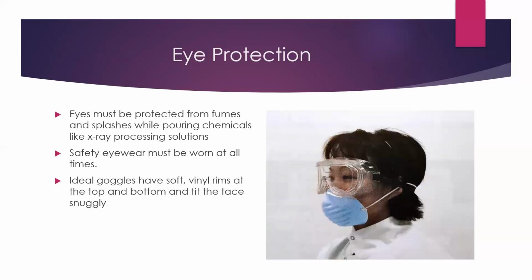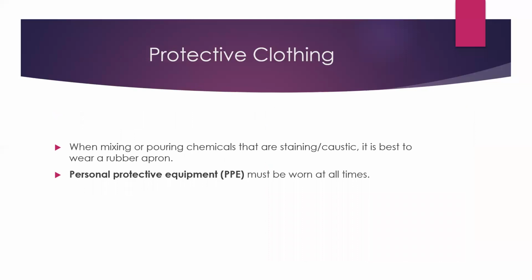Eye protection. Eyes must be protected from fumes and splashes while pouring chemicals like X-ray processing solutions. Safety eyewear has to be worn at all times. Ideal goggles have soft vinyl rims at the top and bottom, and they fit the face snugly, just like you see here in the picture to the right. Protective clothing. When mixing or pouring chemicals that are staining or caustic, it is best to wear a rubber apron. Personal protective equipment, or PPE, must be worn at all times.